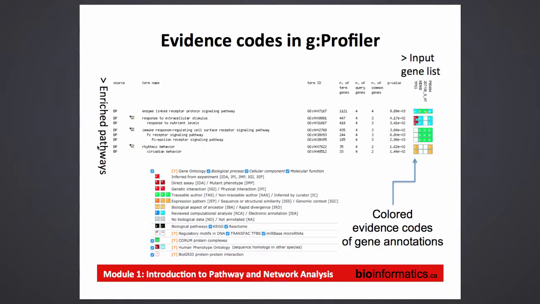In g:Profiler, we use colors to indicate which type of evidence was used. The more red tones represent stronger experimental evidence, and the bluer tones represent electronic evidence. So you can also quickly look at what type of evidence was used to infer the pathways for the gene set or gene list.